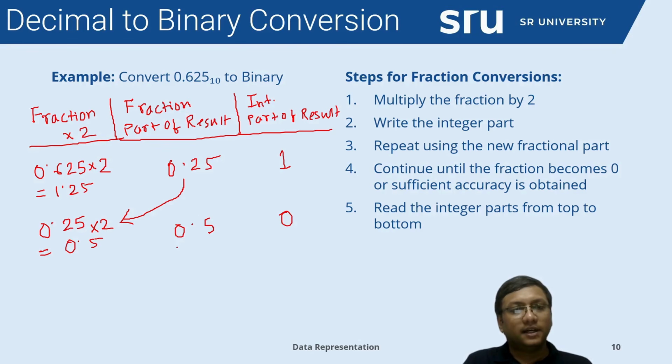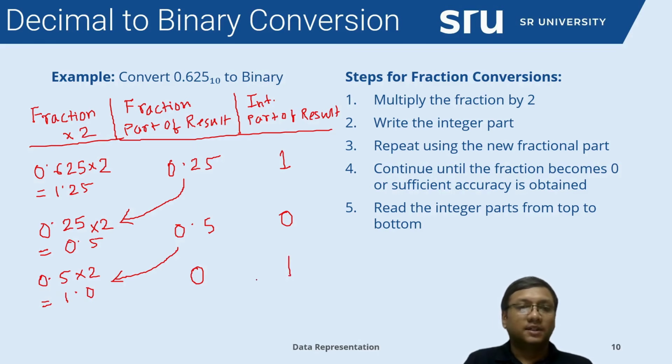Now I will again bring this fraction into the third step. So 0.5 into 2 is equal to 1.0. So 1.0 means the fraction part is 0 here and the integer part is 1 here. Now at this step we need to stop, because if we bring this 0 to the next step, we won't get any result. So the process is stopped here.